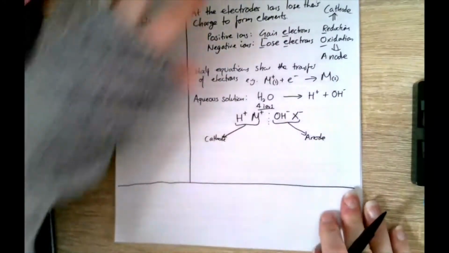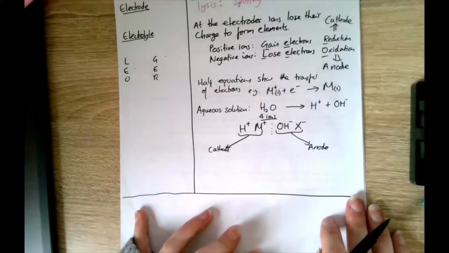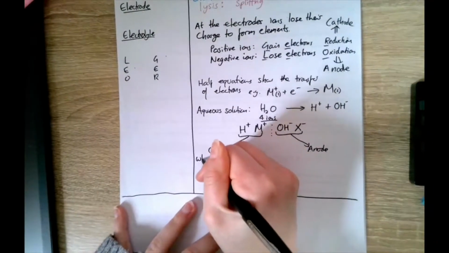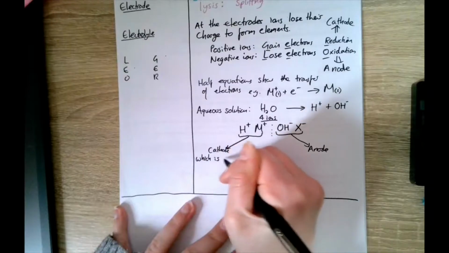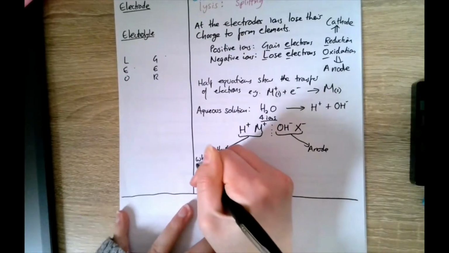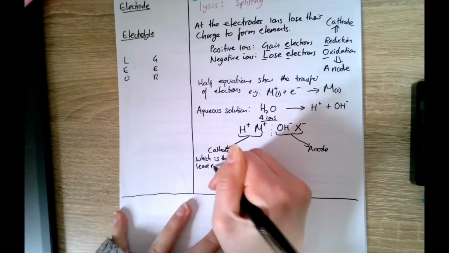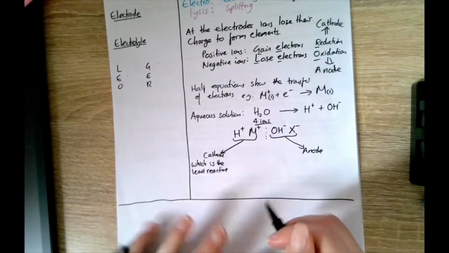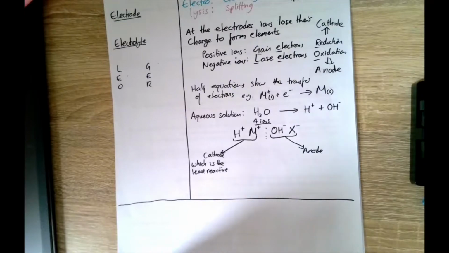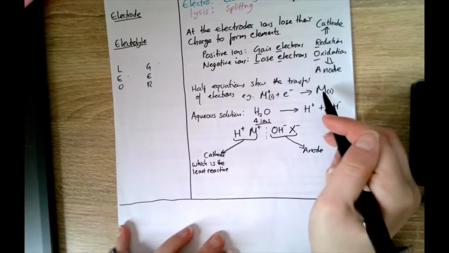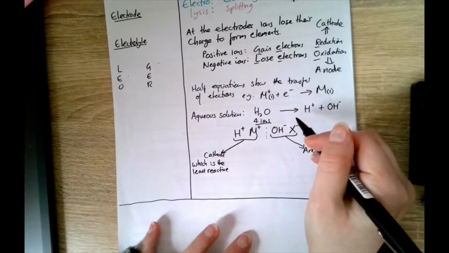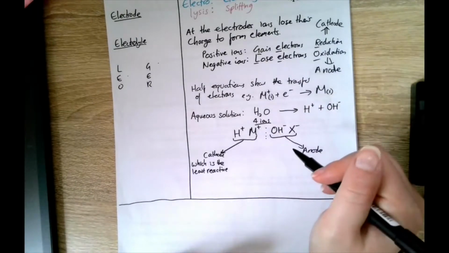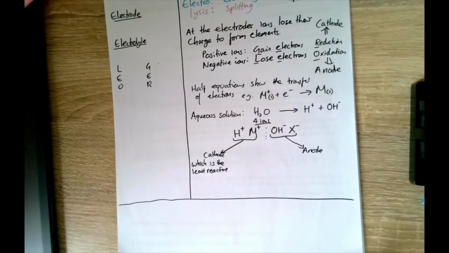And so there are some rules that we can apply. So for our cathode, we can talk about which is the least reactive, and the reason for that is when we talk about our reactivity series, we're talking about the reverse of this half equation. We're talking about our metal losing electrons to form metal ions when we talk about how reactive our metals are.